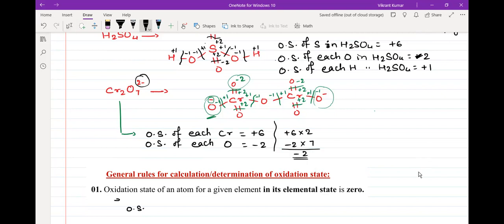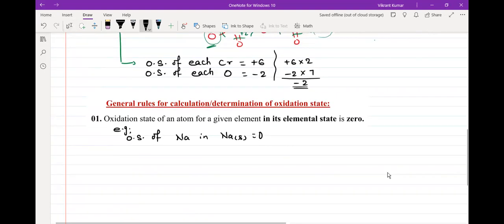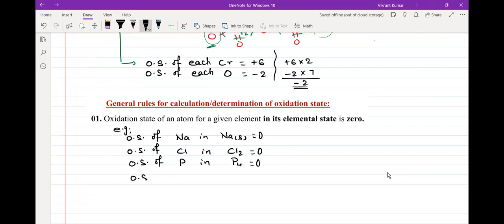And that's why, for example, we'll write: oxidation state of Na in sodium solid will be 0. Oxidation state of Cl in Cl2 will be 0. Oxidation state of P in P4 will be 0. Oxidation state of O in O2 or in O3 will be 0. Oxidation state of sulfur in S8 will be 0.